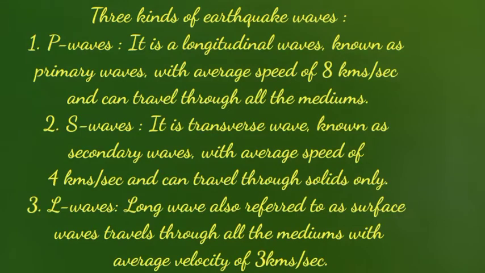While the S wave is a secondary wave which travels in a transverse direction to the wave of the earthquake and can travel only in solid and disappears in liquid. It has an average velocity of 4 km per second. The third one is the L waves, which are known as long waves. Since they travel on the surface, they are also known as surface waves, and their velocity is 3 km per second. And like P waves, the L waves can also travel in all three mediums.